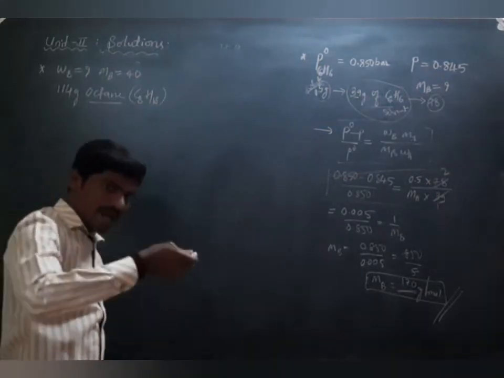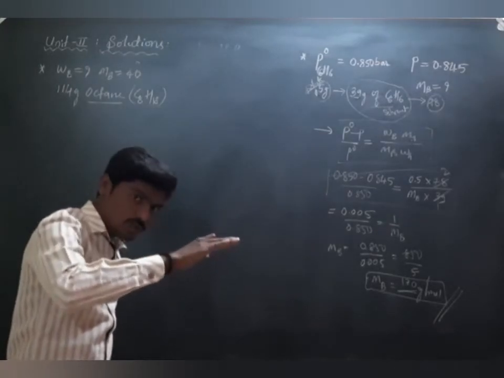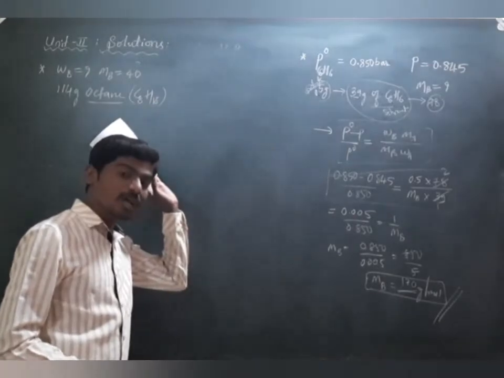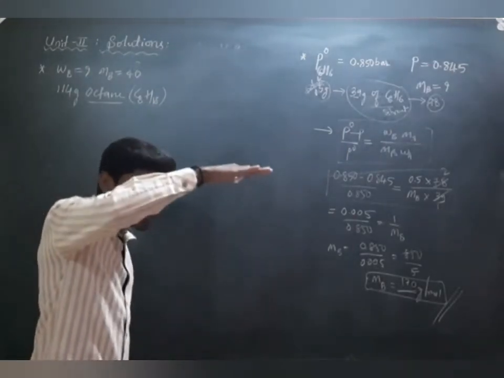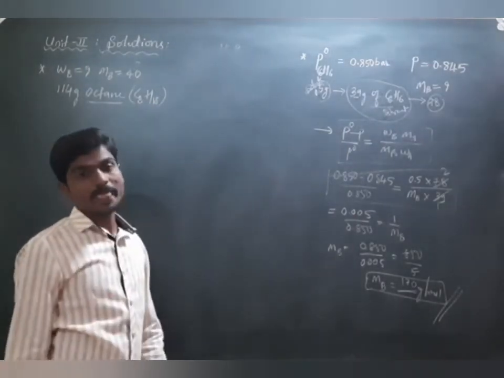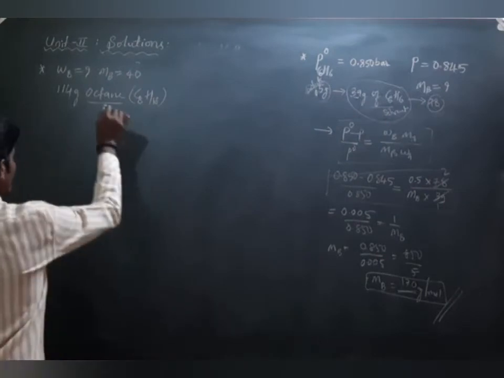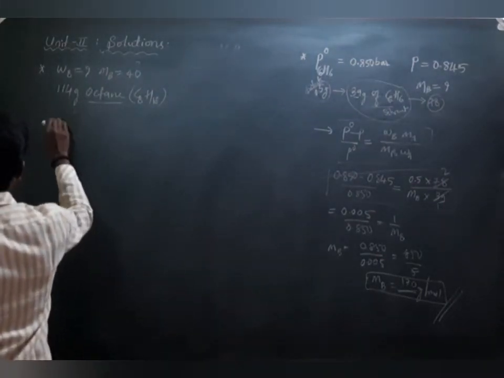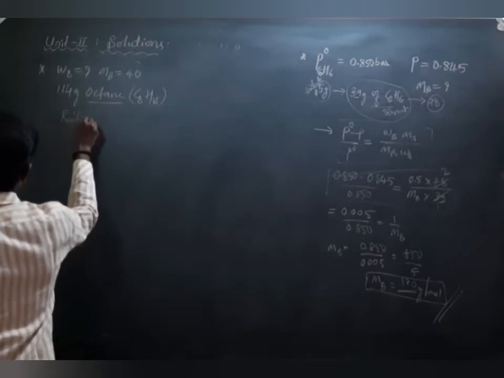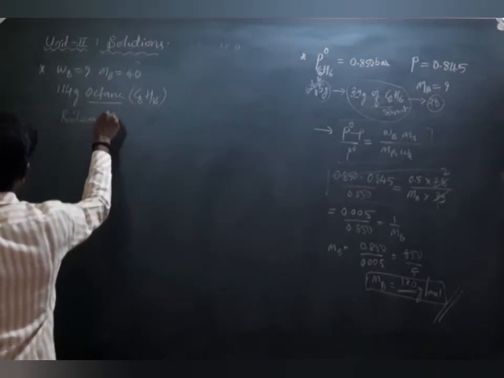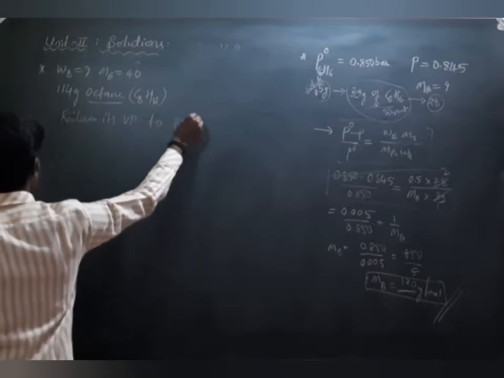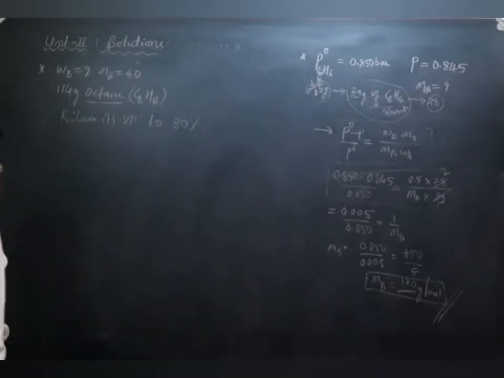When solute is added, vapor pressure is reduced. So how much solute must be dissolved in 114 gram of octane so as to reduce its vapor pressure to 80%.